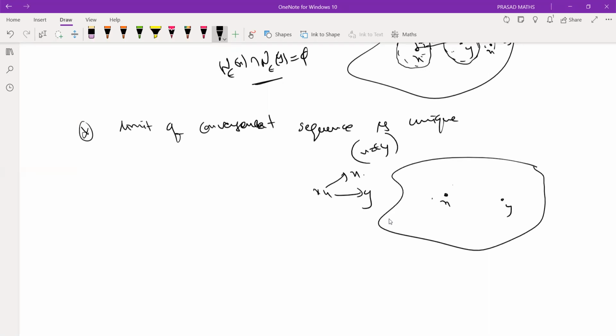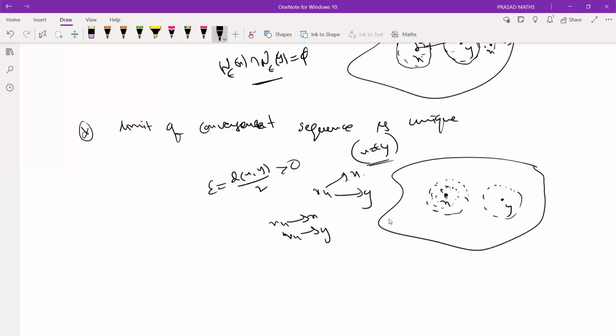What do you observe? You can take the neighborhood with radius distance between x comma y by 2. Clearly it is positive because I assumed x is not equal to y. So epsilon is positive. You start with any neighborhood around x. It contains all terms of the sequence except finitely many, because xn converges to x. You know that xn also converges to y. So therefore, if xn converges to y, it contains all terms of the sequence except finitely many points. Therefore, it leaves these terms.